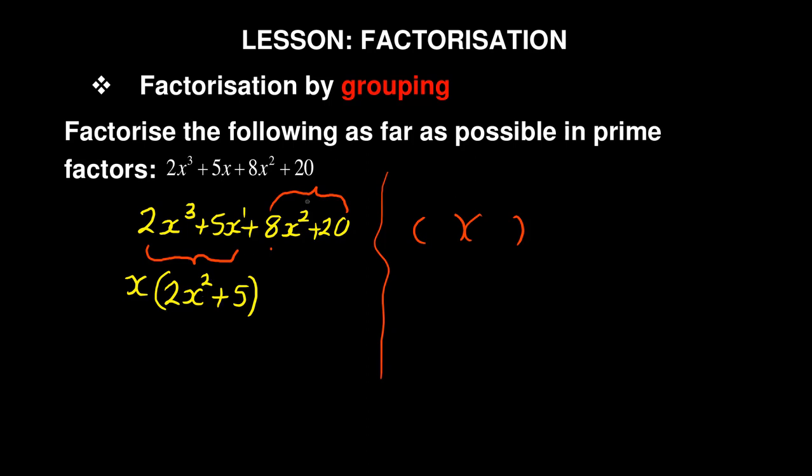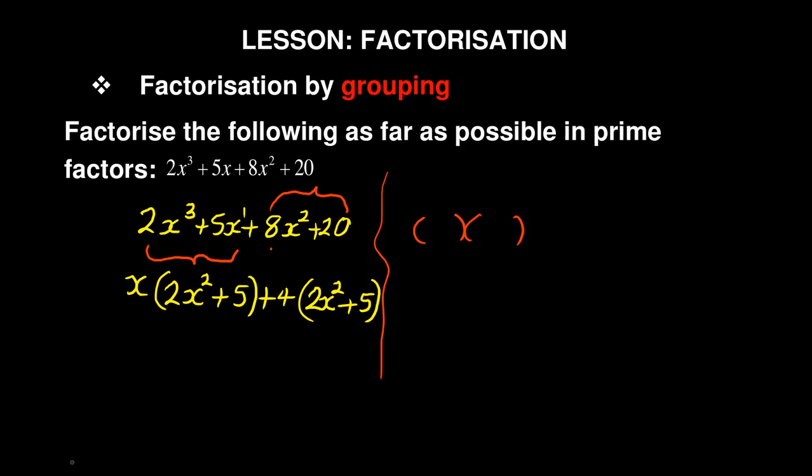So now let us look at the last two. What is common between 8x squared plus 20? Now you look at the numbers 8 and 20. You need to know your highest common factor in this case. I said always put a plus. It is 4. Now for the x squared, the other part there is no x, so which means the 4 is the only number that is common. So I will divide 8x squared by 4, I will have a 2x squared, and 20 divided by 4, I will have a plus 5.